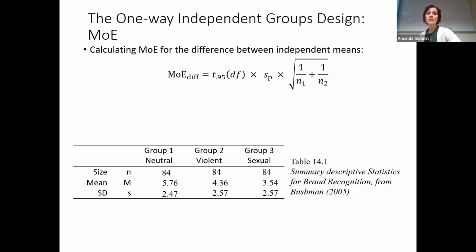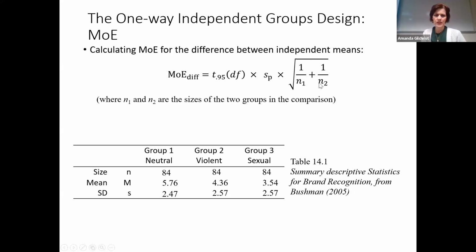So here's how you calculate the margin of error on the difference between independent groups. Hopefully this will be a nice refresher for you. We have our critical t statistic for 95% confidence and our specified degrees of freedom, multiplied by the pooled standard deviation. And in this case, we have our 2 groups. So this would be what you do for comparison.